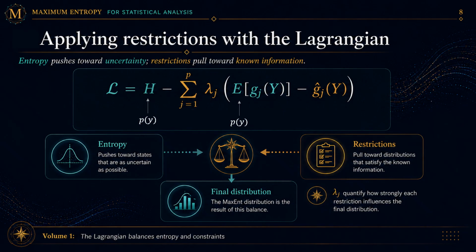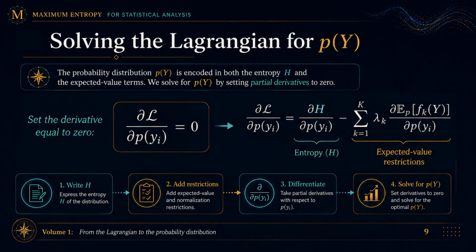Now, again, we actually need to find the probability distribution. It's nice to have a Lagrangian, but we actually want to use this to find the probability distribution. And the way that we do that is we take the partial derivatives of the Lagrangian with respect to each probability of y and set it to 0 and then churn forward and solve for the probability of y.